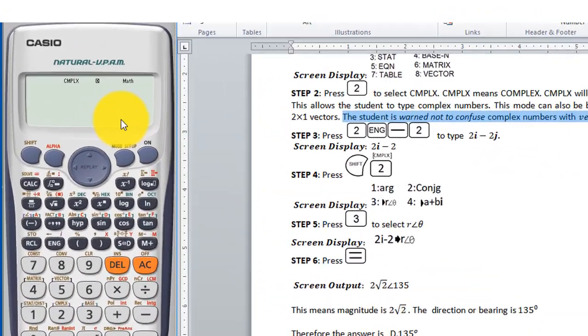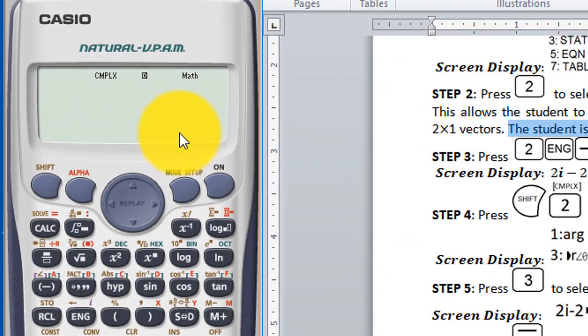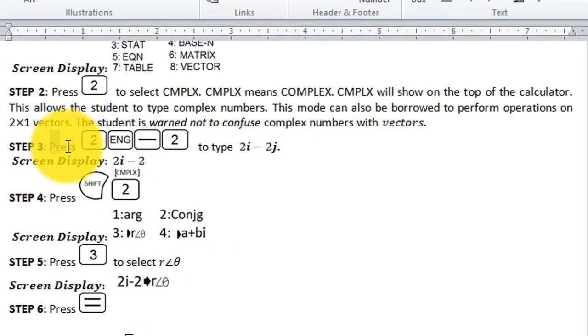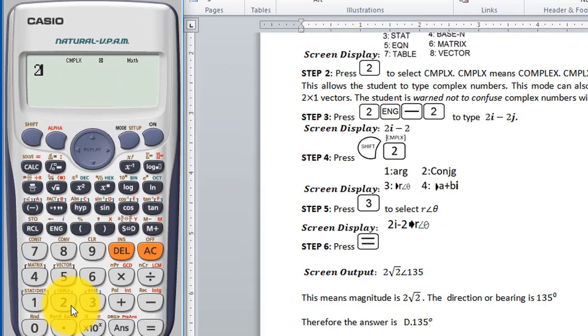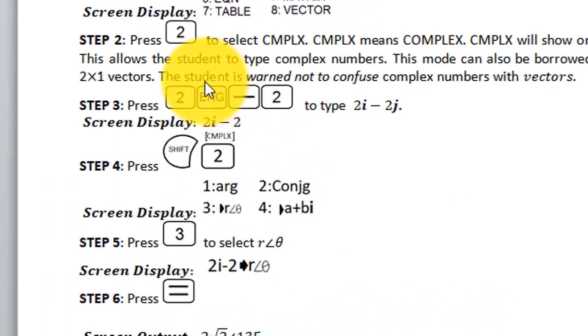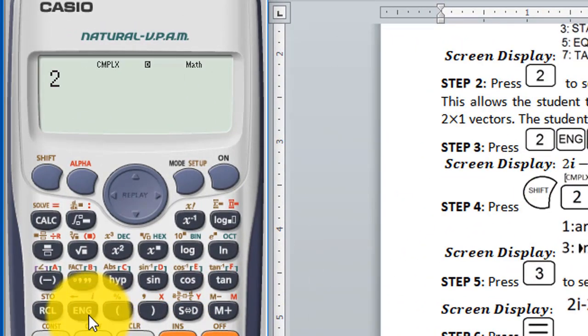This mode is meant for complex numbers, yet we are using it to solve questions under vectors because we can. Step 3, press 2. So you press 2, we have 2i, then you press on the engineering button, that is ENG, and it is here. There is an i on top of the ENG. It is a violet color, so you press on ENG, then you see 2i.